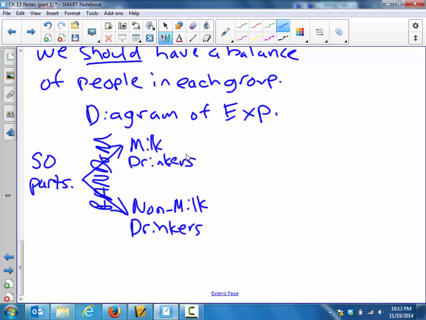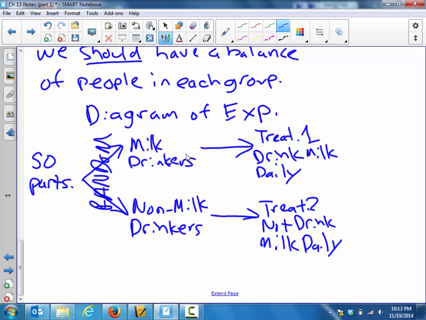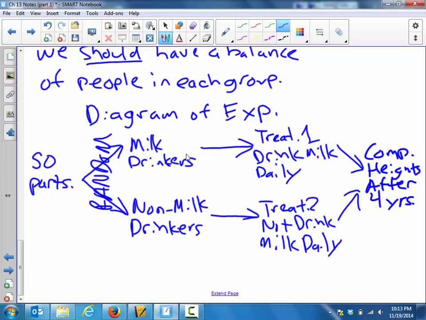Okay, so we're just identifying the groups. I don't think this is a hard diagram to understand. Then, for each of those 2 different groups, we treat them, okay? We tell them, well, milk drinkers, you have treatment 1, which is to drink milk daily. All right, and then for treatment 2, for the non-milk drinkers, that's pretty self-explanatory, we will not drink milk daily, okay? And then once you've got the results 4 years down the line, last but not least, you take the information you've got from these 2 different groups and you compare the heights after 4 years.